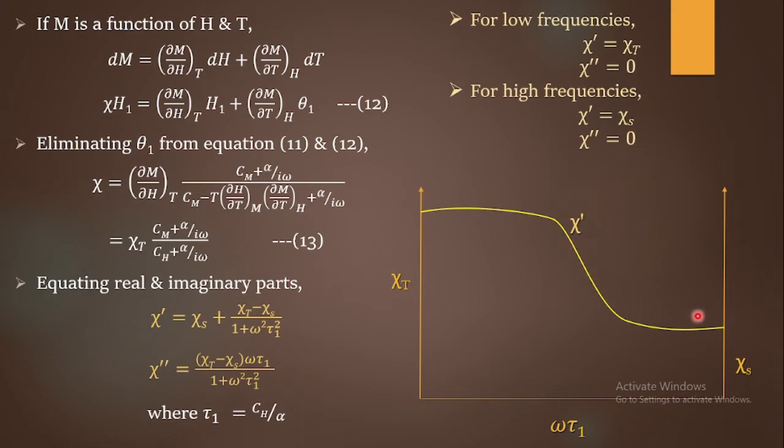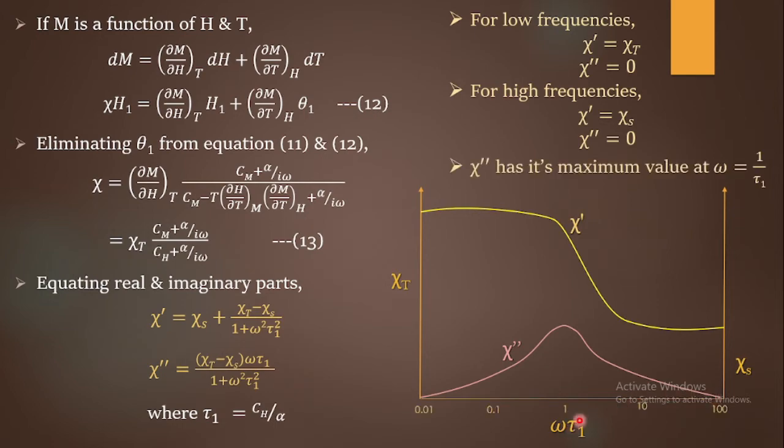And if you move to chi double prime, then we can observe that at lower frequencies chi double prime is 0, at higher frequencies again chi double prime is 0. But slowly it goes on increasing, reaches the maximum and again starts decreasing and reaches 0 at higher frequency. And when omega tau 1 is equal to 1, at that situation chi double prime is having the maximum value. So omega into tau 1 equal to 1 means omega is equal to 1 by tau 1. So whenever omega is equal to 1 by tau 1, chi double prime will have its maximum value, that is the peak value.